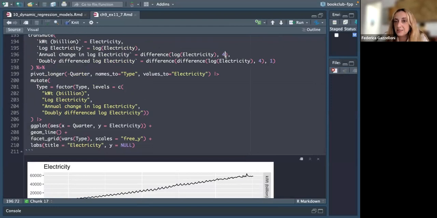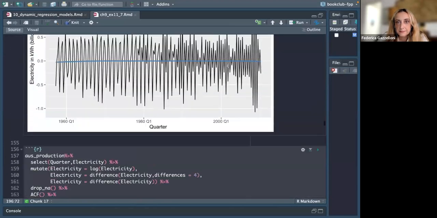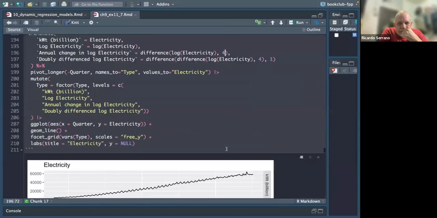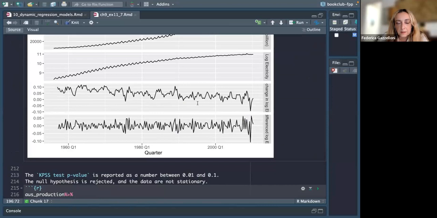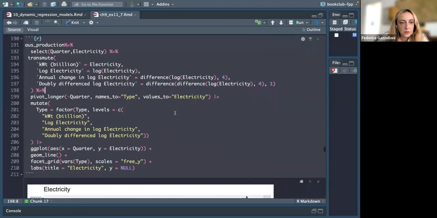So what we just did is this one here. Should be this one. Yeah, that looks better. The last plot. And so this may be the one. What you could do then is apply that to the ACF. Yeah, it will be that last one.